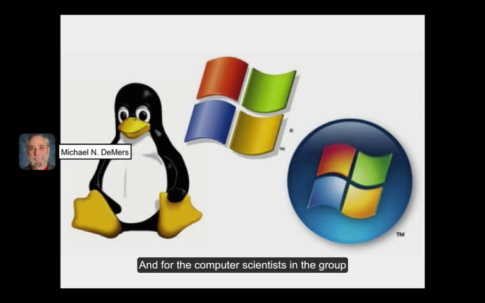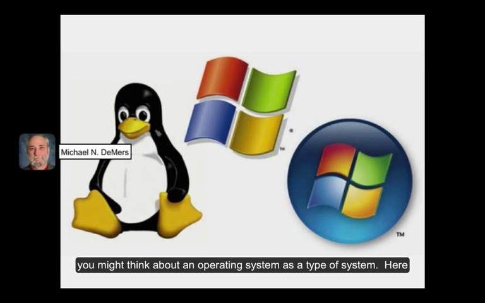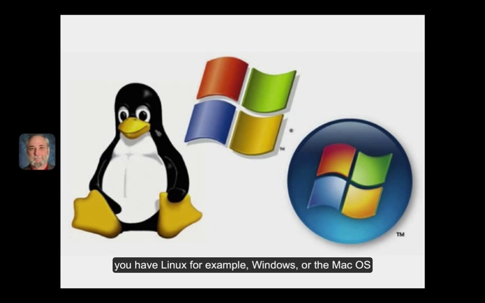And for the computer scientists in the group, you might think about an operating system as a type of system. Here you have Linux, for example, Windows, or the Mac OS operating system. All of these systems, including this one, are composed of many parts, all of which are integrated to work as a single whole. Perhaps you can think of one or more additional systems that you are aware of, and if so, please feel free to comment and add them to our list here.